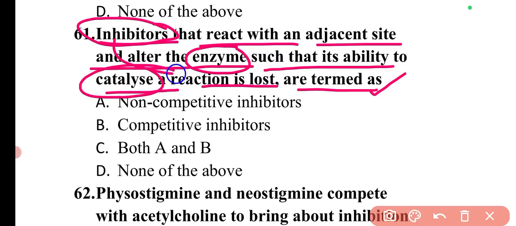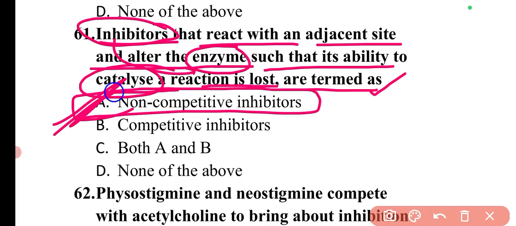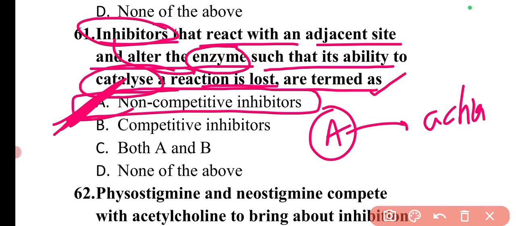So basically these are the enzyme inhibitors. These are known as the non-competitive inhibitors. So here option A will be the correct answer. Basically enzyme A is producing some action.